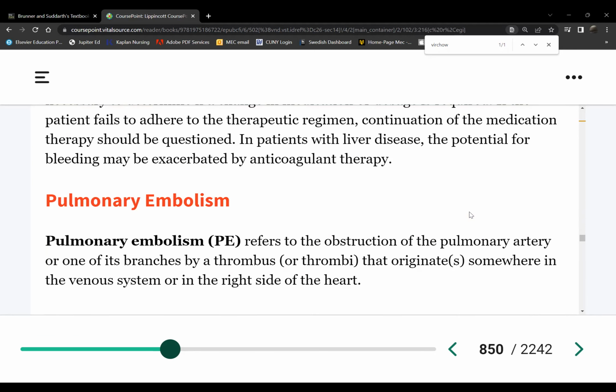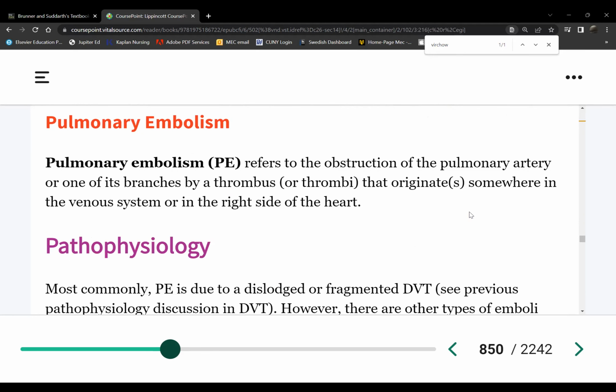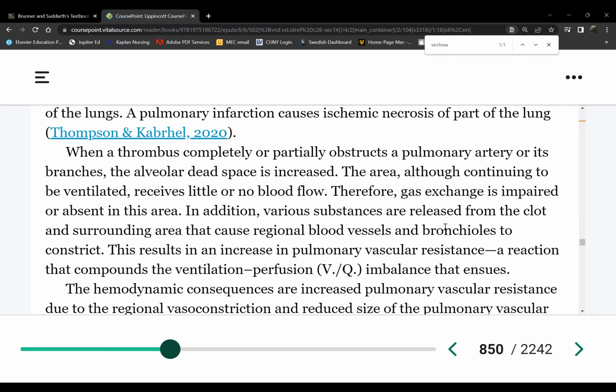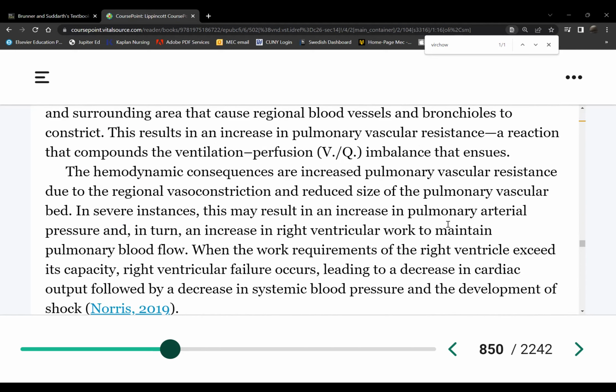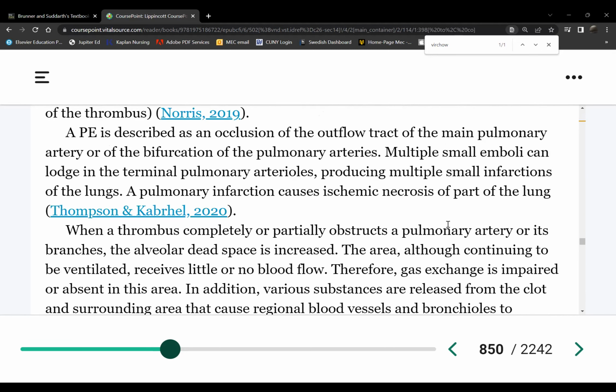We'll keep referring back to the DVT section because they did not repeat the treatment here. Because treatment for PE is the same as treatment for DVT, right? Same anticoagulants, or in this case, if it's massive PE, we may need to use thrombolytics. Right, any question on how PE forms?